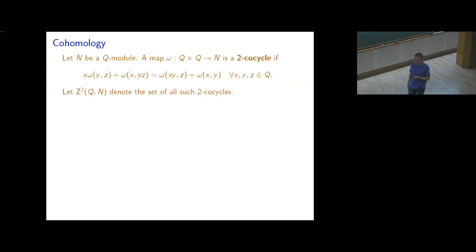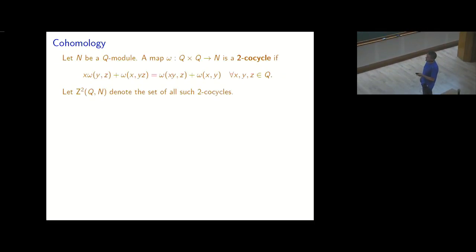Let me recall what this is. So basically you look at some maps from Q cross Q to N, which are cocycles. They satisfy this strange functional equation, which is nothing other than associativity written in a different way. And you denote by Z2(Q,N) the set of all such cocycles. It's an abelian group if you define the operation as addition pointwise.